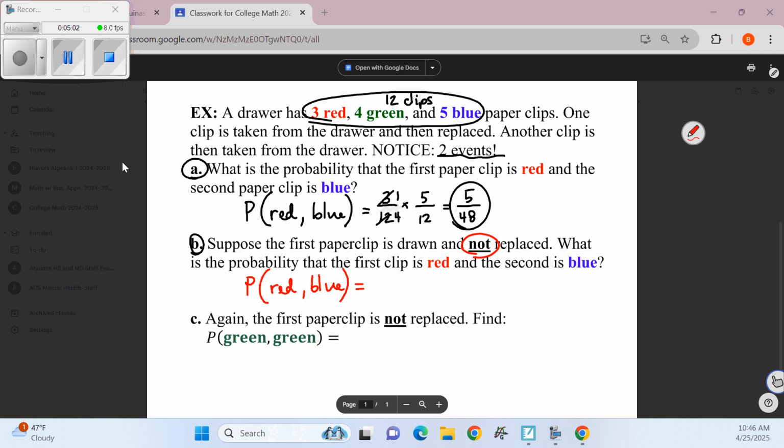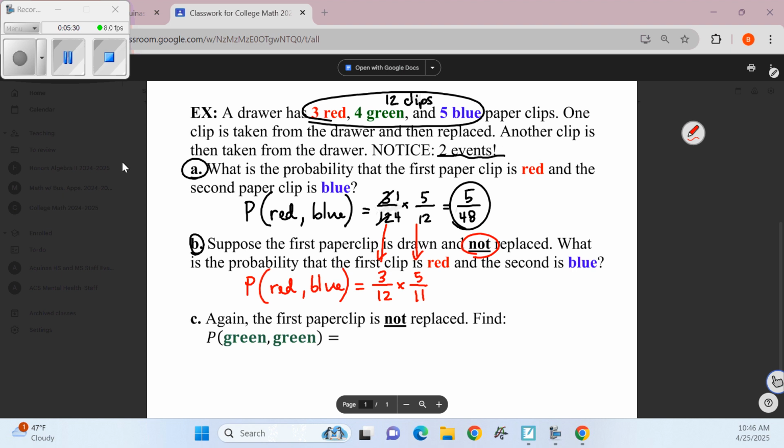So again, going for my first paper clip, what's the probability of getting a red one? It would be 3 out of 12. But if I've now taken that clip out of the drawer, I no longer have 12 clips in the drawer, I have 11 clips in the drawer. So what's the chance that I'm going to go back and get a blue one? Well, I still have 5 blue clips, so it'd be 5 out of 11. So notice how this changes from up above. They're nearly the same, but slightly different, right?